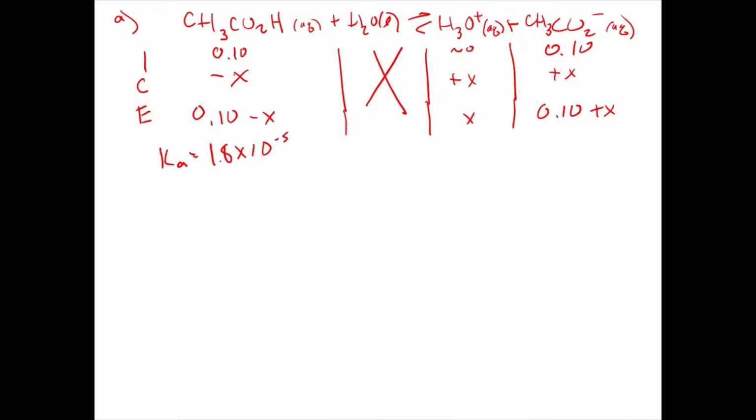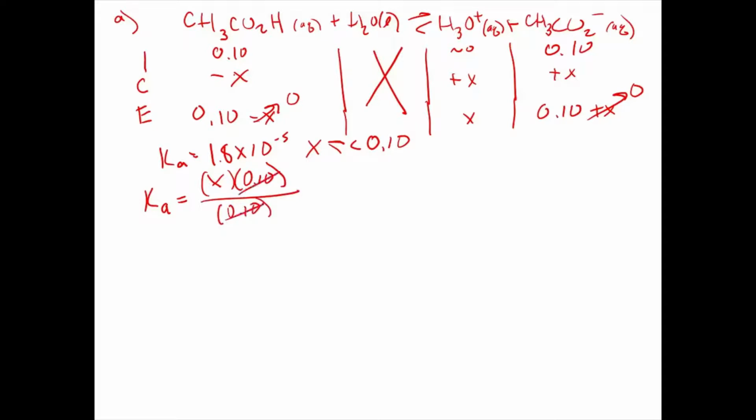And so using that, we can tell that X is going to be much, much less than 0.10. So both of these X's go to 0. Then Ka is equal to products, X times 0.10, divided by reactants, 0.10. So those 0.10's cancel out, and our Ka is equal to our X, our concentration. That's 1.8 times 10 to the negative fifth, and that's equal to our hydronium concentration.